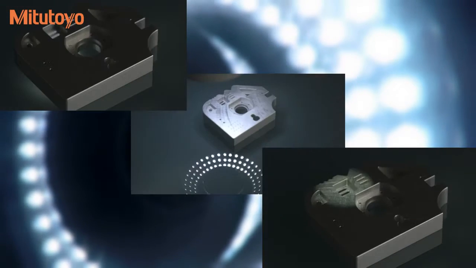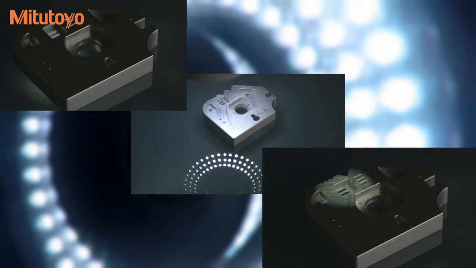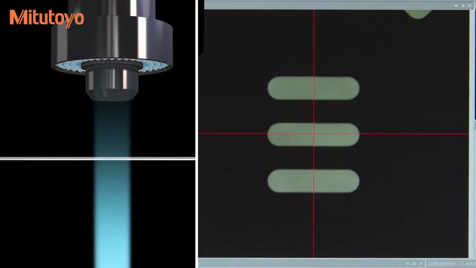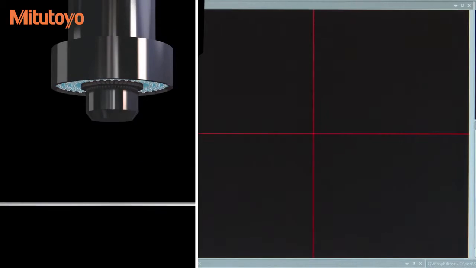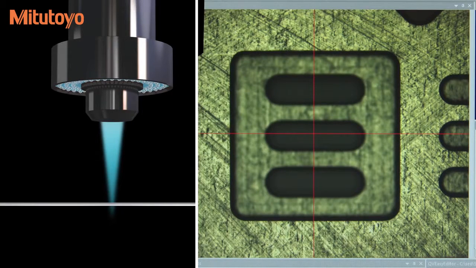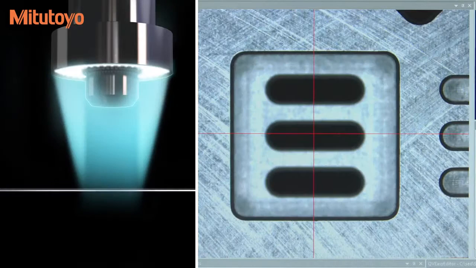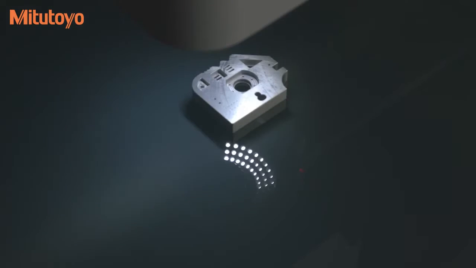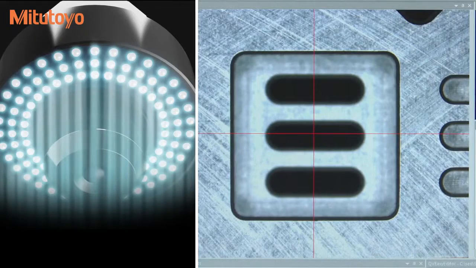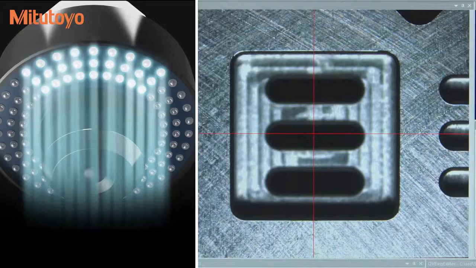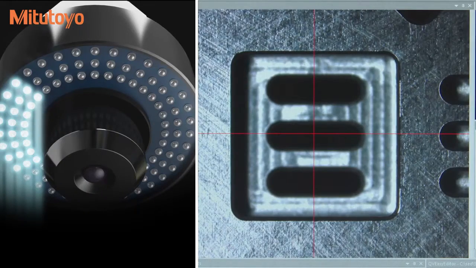The Quick Vision Active series has three high-intensity LED light sources: stage lighting, or backlighting that comes from behind the workpiece; coaxial lighting that comes through the lens; and a four-quadrant programmable ring light. Note how the appearance of the image changes based on the selected illumination.